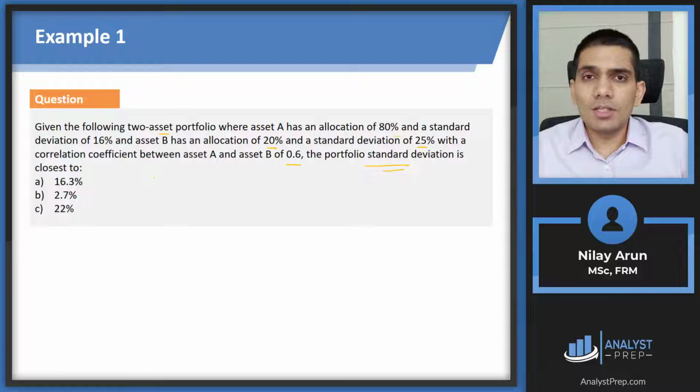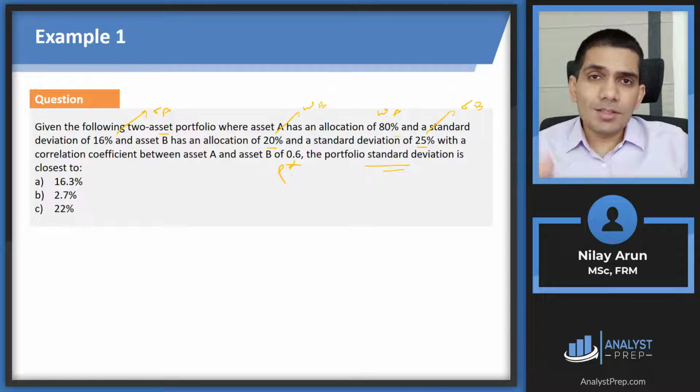So make sure you pay attention to this. Always look at what it's asking for. If it's asking for standard deviation, do not forget to take the square root in the last step. So how do we do this? Asset A has an allocation of 80%. That is the weight of asset A. The standard deviation is 16%. Asset B has an allocation of 20%, so that's the weight of asset B, and a standard deviation of 25%. So that's the standard deviation of B. We've also been given the correlation here. So we have everything that we require to calculate first the portfolio variance and, using that, the portfolio standard deviation.